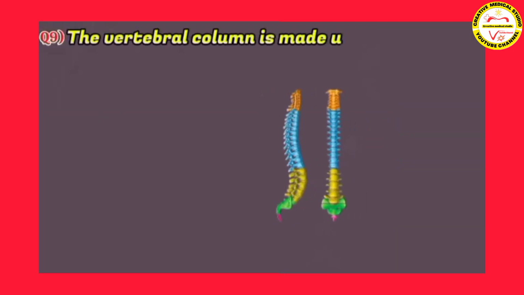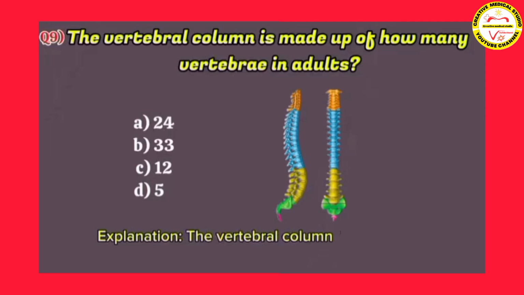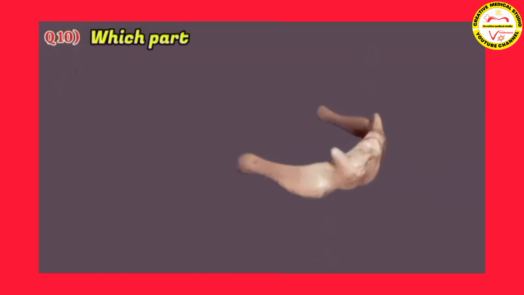The vertebral column is made of how many vertebrae in adults? Option A, B, C and D. Correct answer is option B, 33 vertebrae. Explanation. The vertebral column in adults consists of 33 vertebrae, including 24 presacral vertebrae.